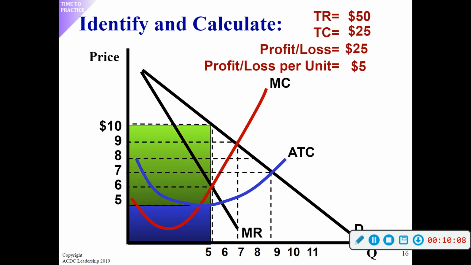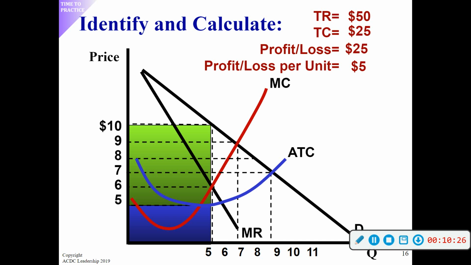So MR equals MC, draw your vertical line. We know they're going to charge $10 per unit. So they're going to bring in $50 of revenue. Their cost, where they intersect the ATC, is at $5. So they've got $25 of cost, which leaves them with a $25 profit.